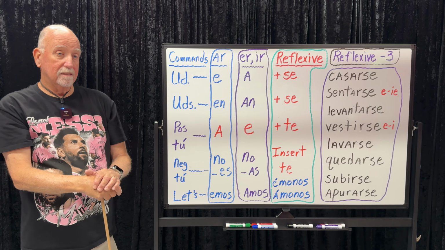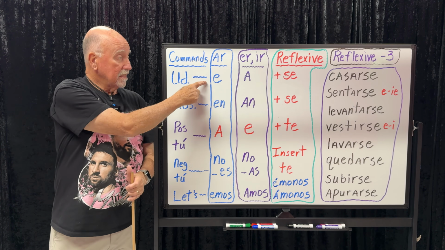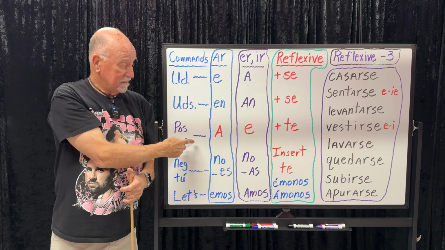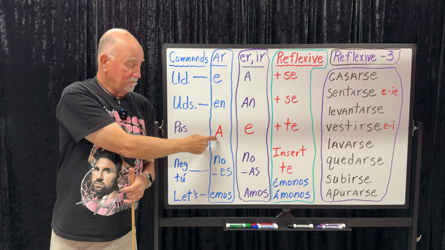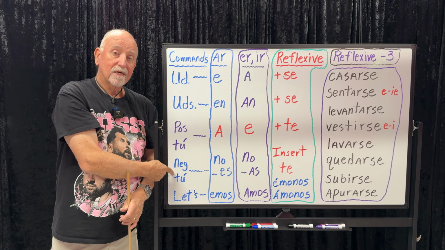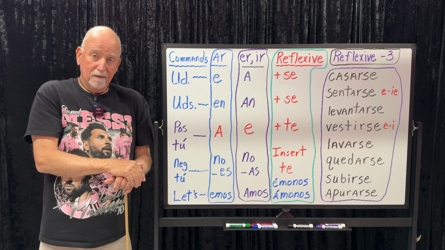Let's take another word that's very common. Let's take cantar, to sing. Sing to an usted person, cante. To a group of kids, canten. Sing to your friend, positive tú command, would be canta. Don't sing to a friend would be no cantes. And let's sing to a group, hey, let's sing, cantemos.